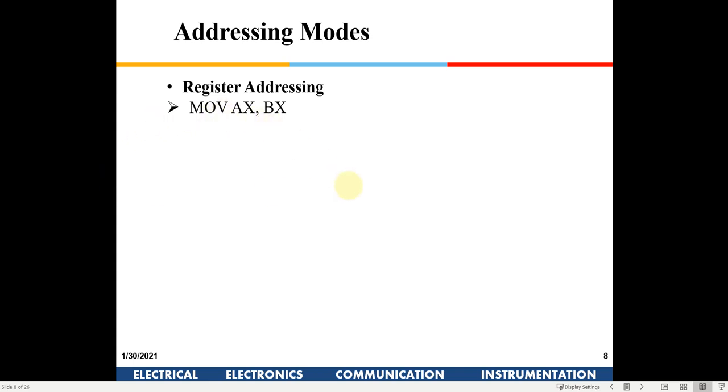Excuse me, sir, small doubt. Yeah, tell me. In the previous slide, you said the different methods of moving data. We can move from memory to register, or register to memory, or register to register. Why can't we move anything from memory to memory? Is there any reason for that?